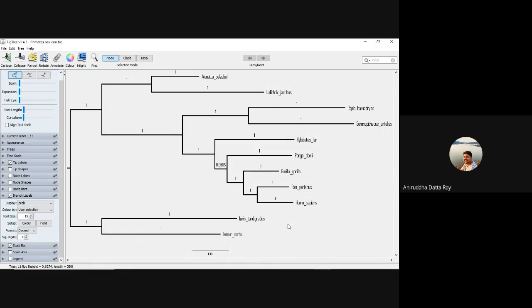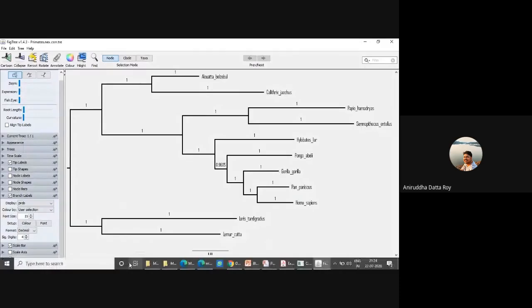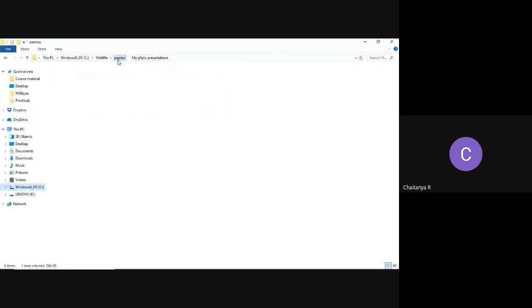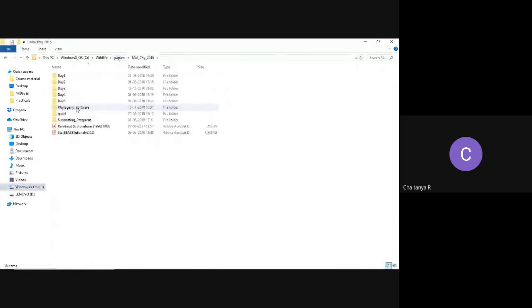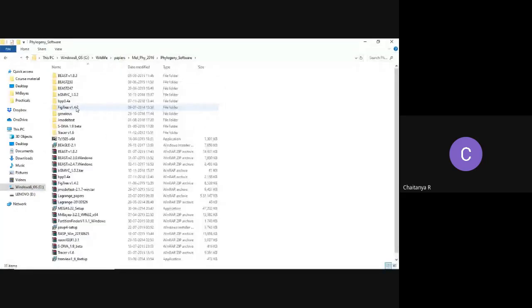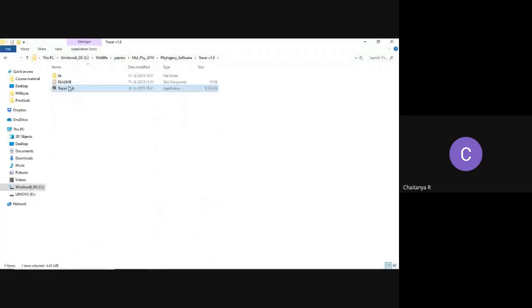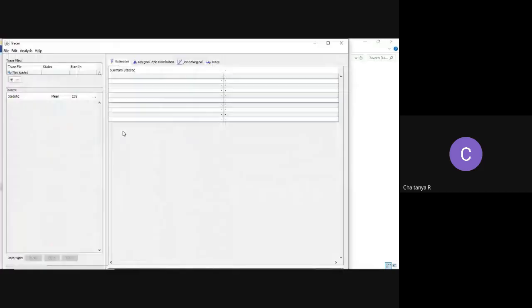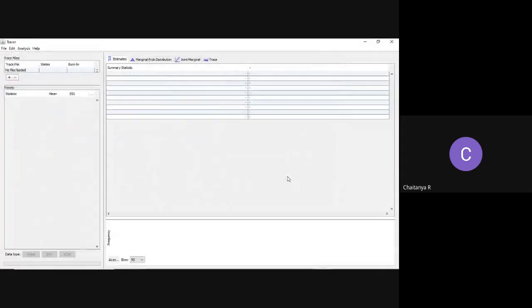Okay, so I think we're pretty much done here. Chaitanya, I think some people were saying, can you show how to use Tracer? So can you just load one of the P files on Tracer and show the ESS? Yeah, give me a second. Yeah, so this is what Tracer looks like. So let me try and load one of the files. I go to File and say Import Trace File.